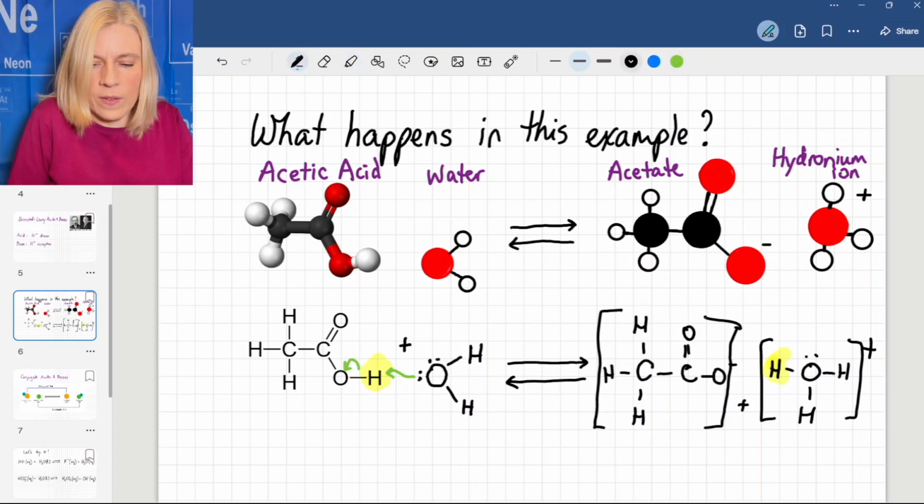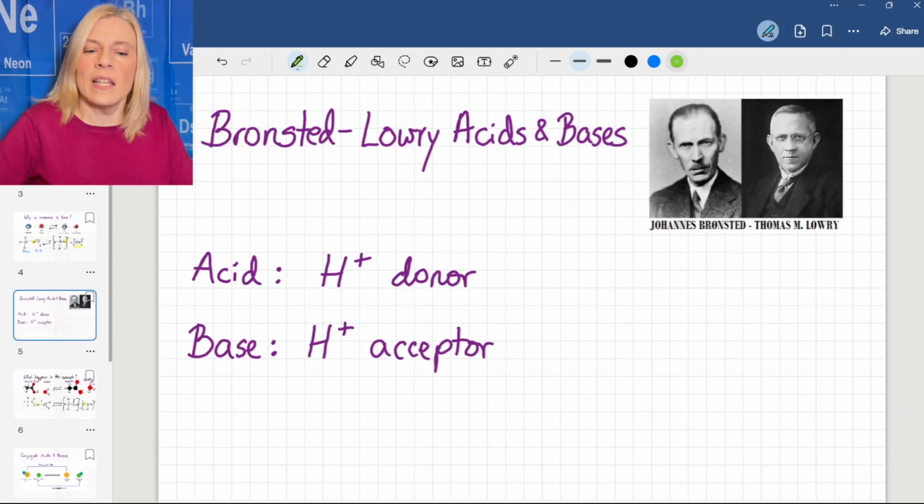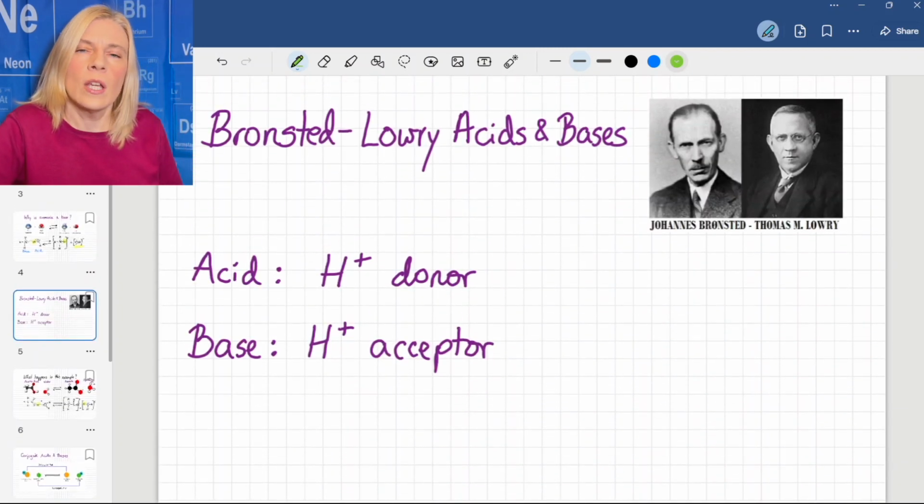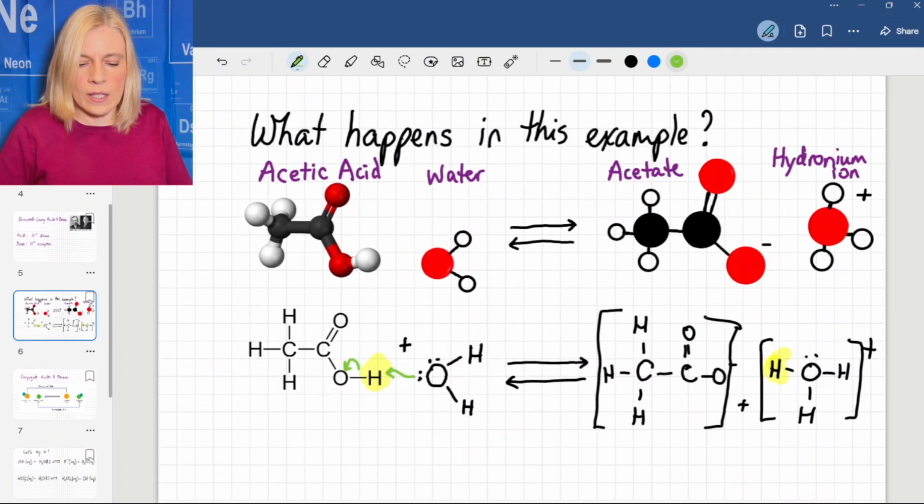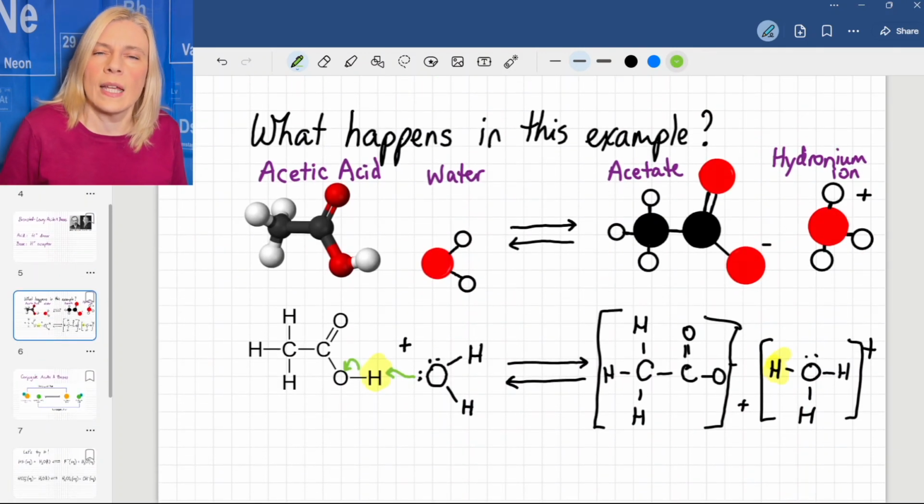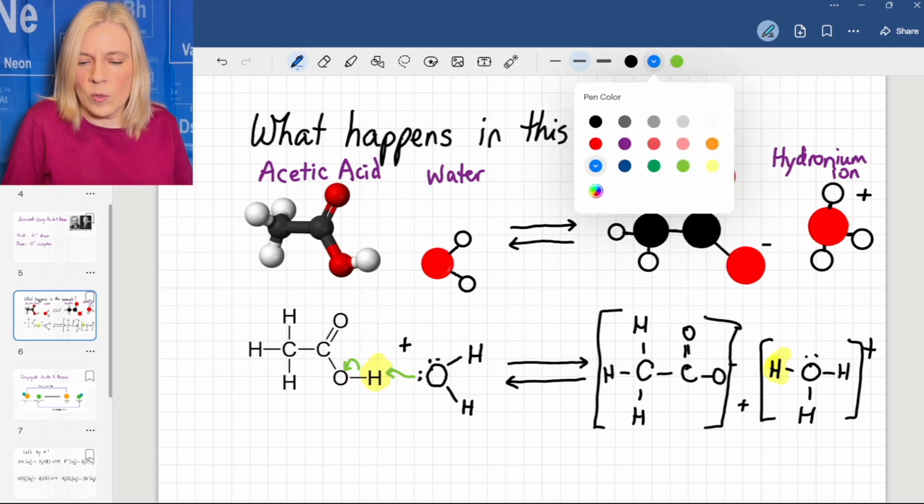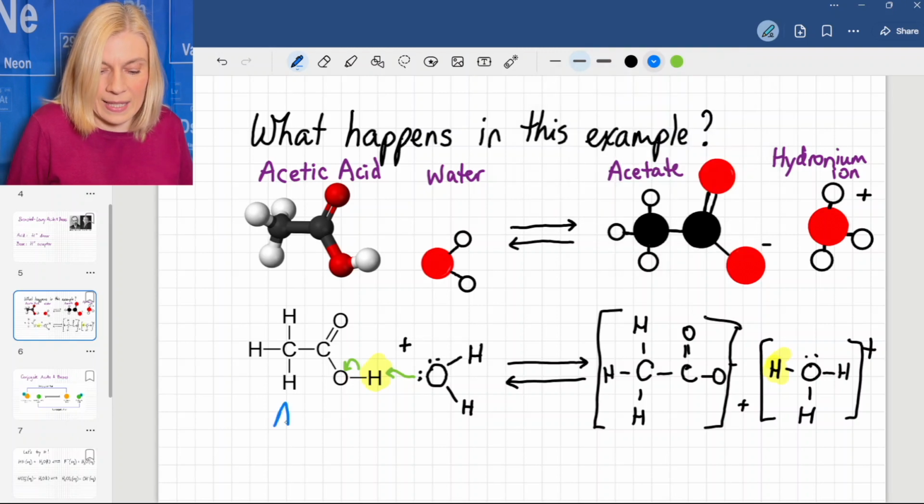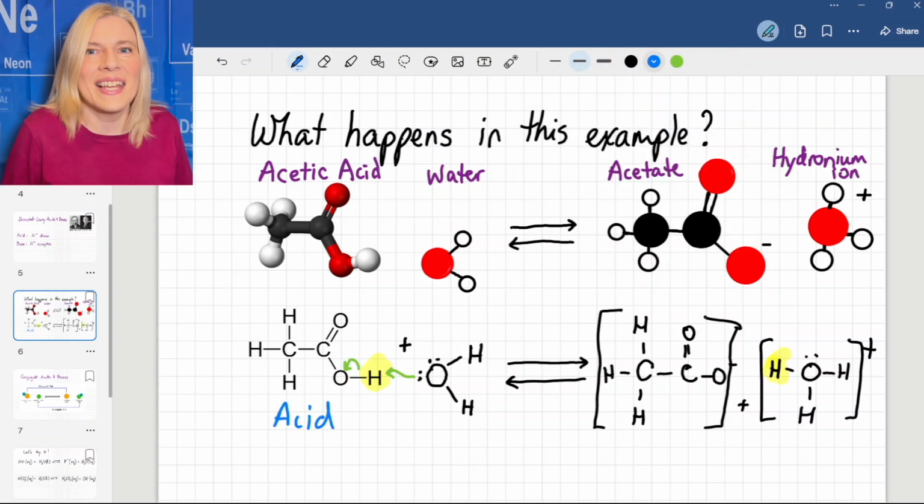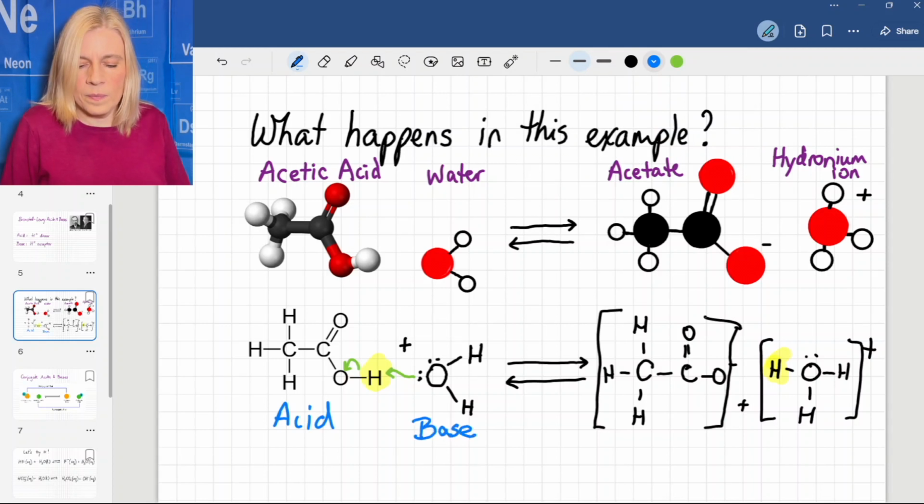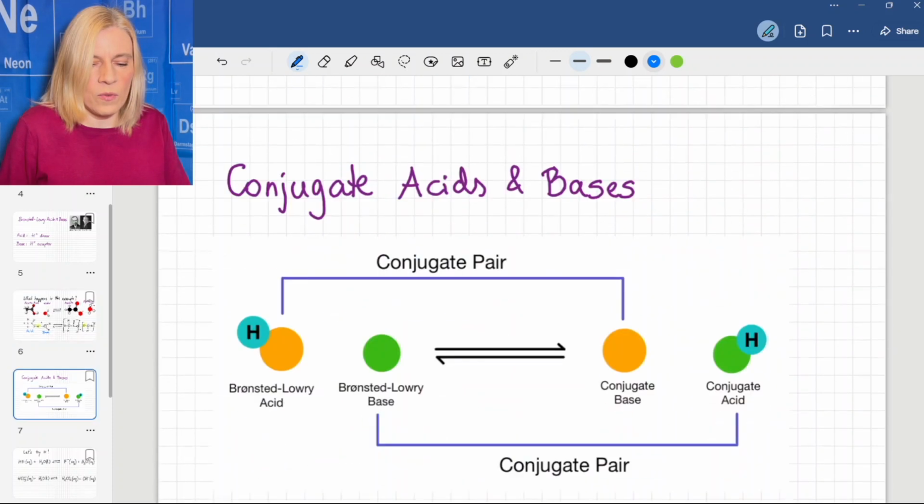So let's go and think about our definition of acid and base. Remember, acid is an H plus donor. Base is an H plus acceptor. So let's go here. What is acetic acid doing? Is it giving up an H plus or accepting an H plus? It's giving up its H plus. So acetic acid is an acid. That's why it's named acetic acid. But the water is acting here as a base. So water can act as an acid and a base, depending on the example.